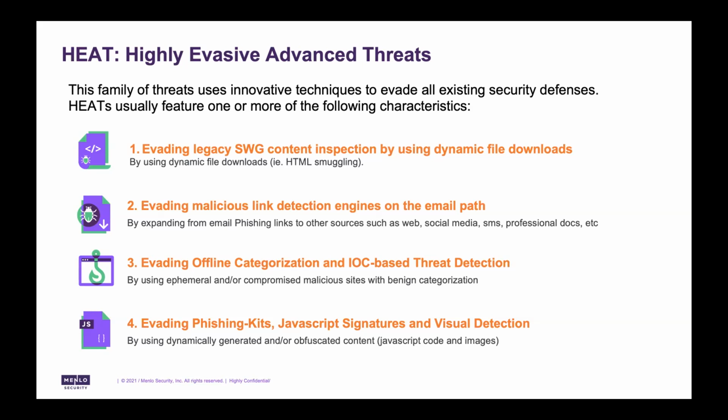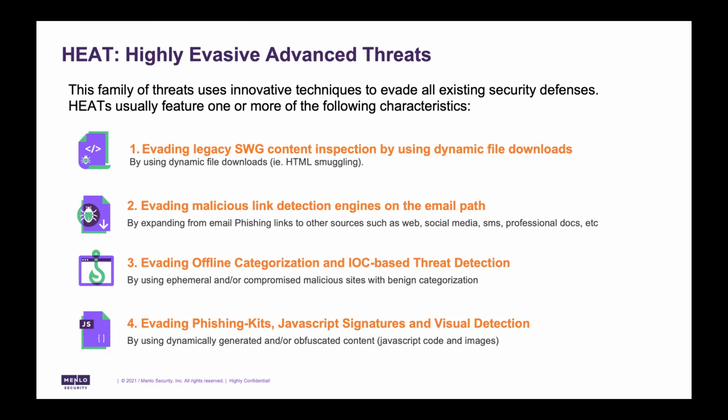I think the first common thread associated with a HEAT attack is using dynamic file downloads. And they do this by evading the legacy secure gateway content inspection via techniques such as HTML smuggling. Another common attack is evading link detection engines on the email path by using social media sites, SMS, and files and shared file services that might contain a link that would normally be an email phish that is actually in the file that someone's accessing via a third-party file sharing site.